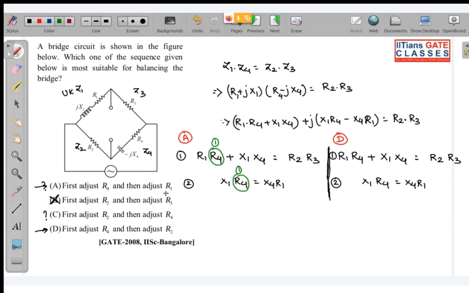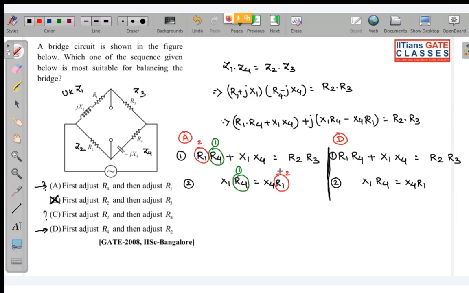Now next, I am adjusting R1. So if you see, my next step is to adjust R1. When I adjust R1, this is second, this is also second. So I am once again disturbing both the equations.